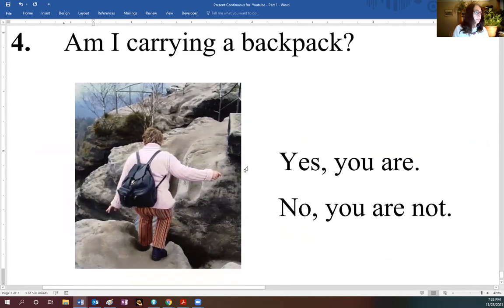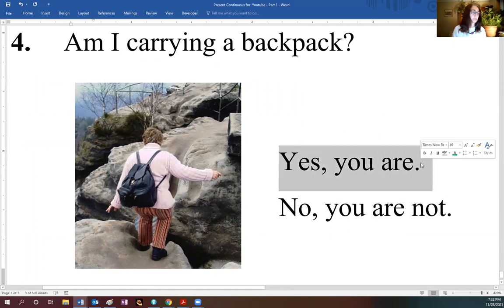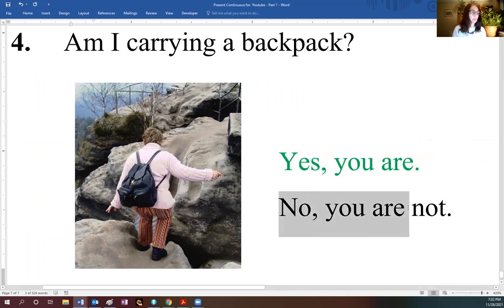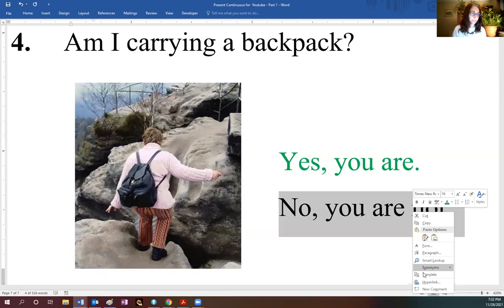And the last one, number 4. Am I carrying a backpack? You can say yes, you are, or you can say no, you are not. I put the long form here. Look at the picture. Am I carrying a backpack? You can say yes, teacher, yes, you are. So this is the good answer. We can put green there for go. And if you say no, you are not, that's not the correct answer.